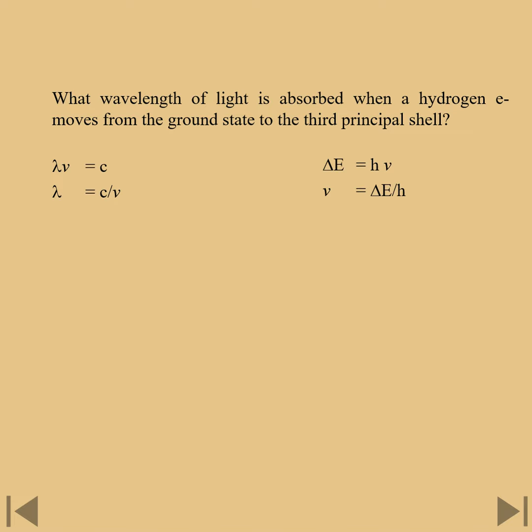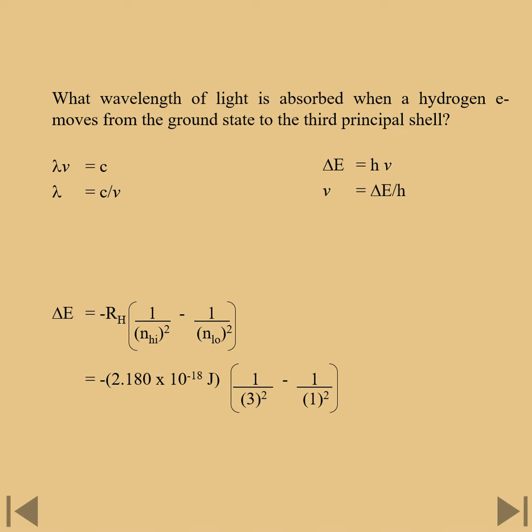No, we're going to get that from Planck's equation, which states that the change in energy between two electron transitions is equal to the negative Rydberg constant times 1 over n high squared minus 1 over n low squared. N high would be what? The third principal shell, so 3, and n low would be what? The ground state, where n low is equal to 1.